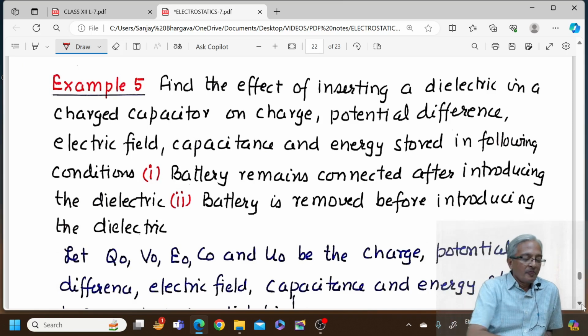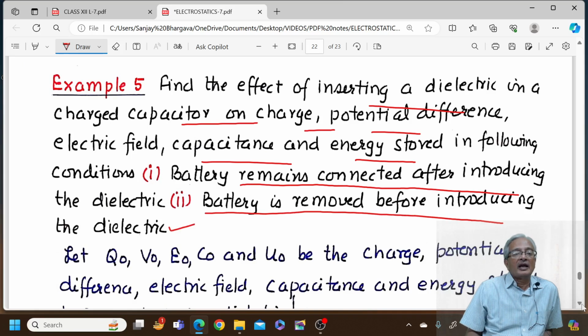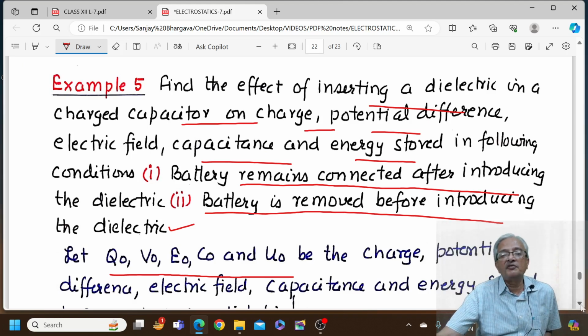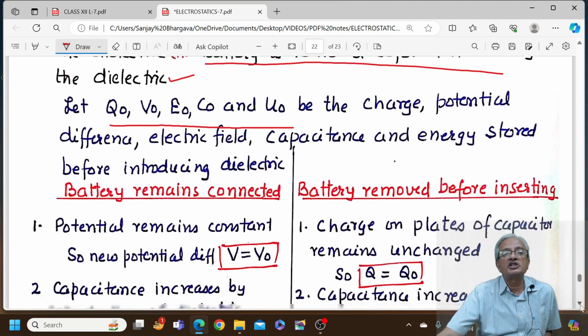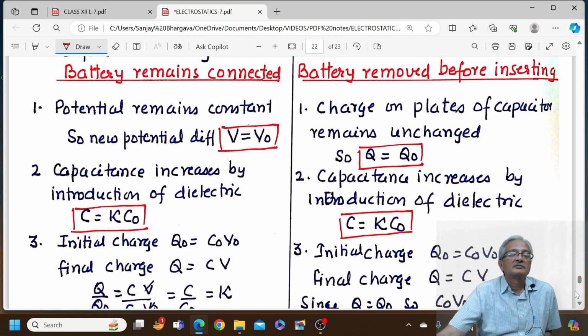Example number 5. Find the effect of inserting a dielectric in a charged capacitor on charge, potential difference, electric field, capacitance, energy stored in the following conditions: when the battery remains connected after introducing the dielectric, and when the battery is removed before introducing the dielectric. As usual, Q0, V0, E0, C0 and U0 are the charge, potential difference, electric field, capacitance and the energy stored in the absence of the dielectric. Now we introduce the dielectric.